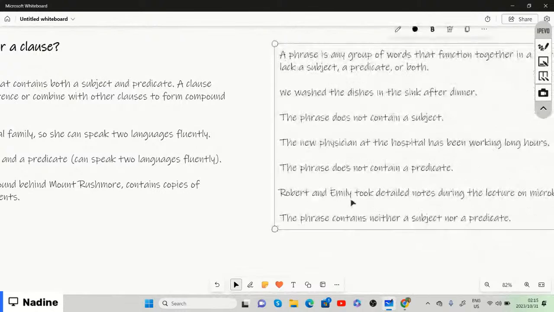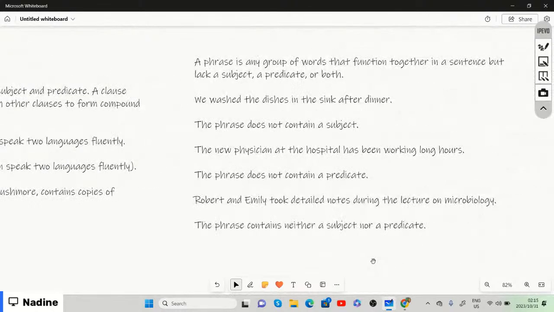So that is basically a phrase. We said a phrase is any group of words that function together in a sentence, but it lacks a subject, a predicate, or both. Which means that a phrase will either lack a subject, lack a predicate, or lack both.